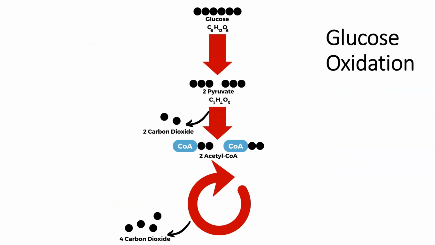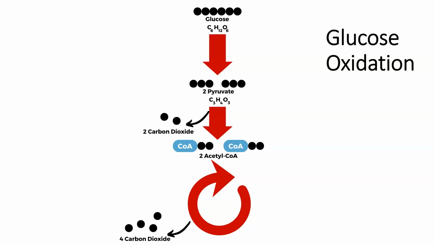We will start by looking at glucose oxidation. During this process, one molecule of glucose is broken down into 6 molecules of carbon dioxide. Glucose has 6 carbon atoms. Each one of those carbon dioxide molecules has 1 carbon atom, so the carbon balances out by the end.